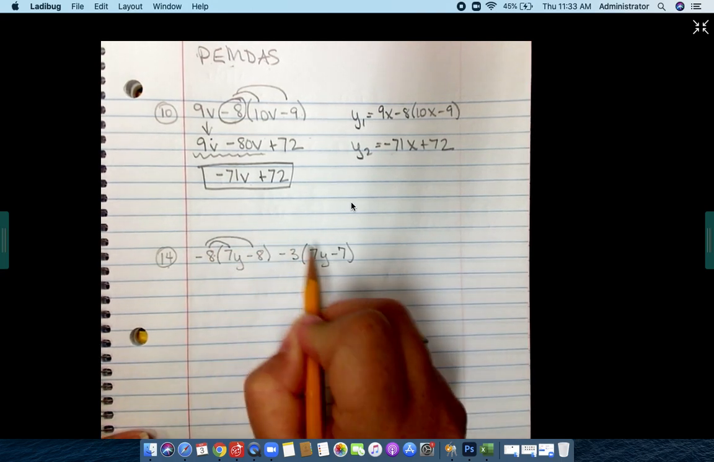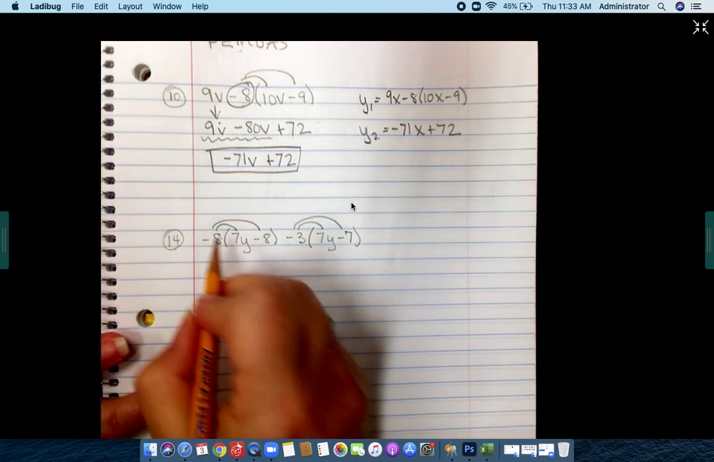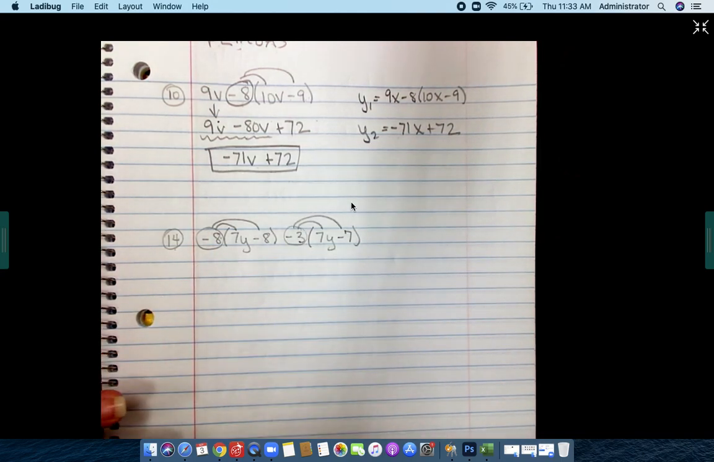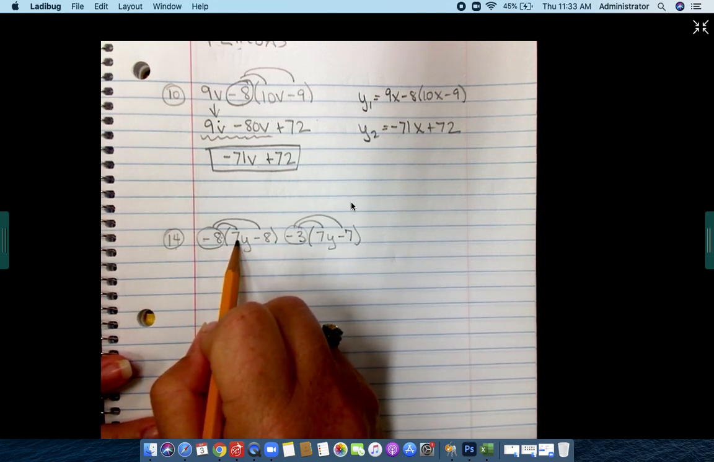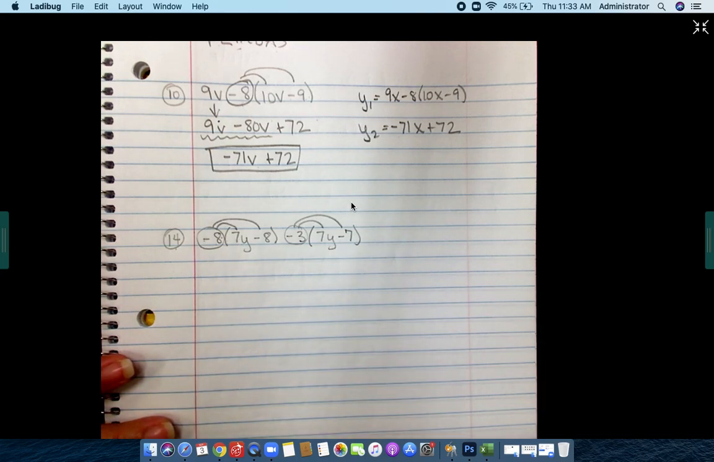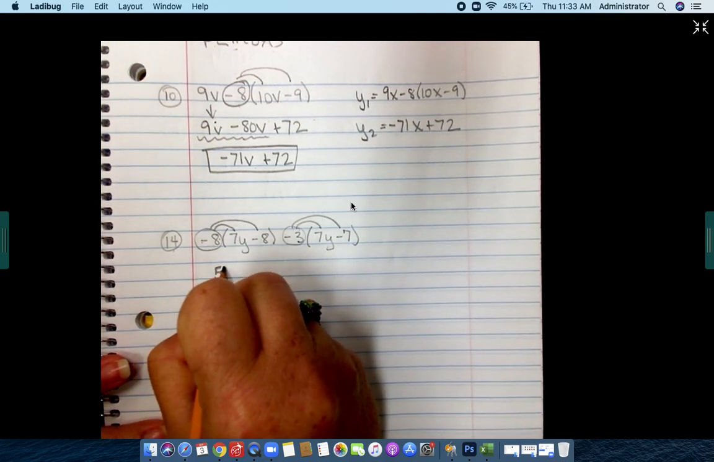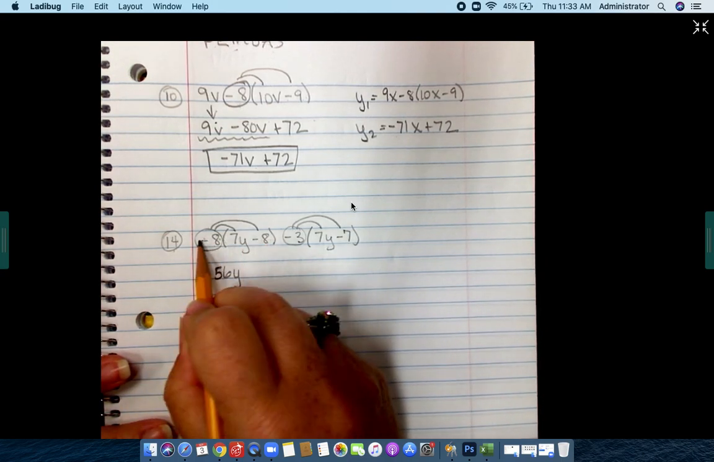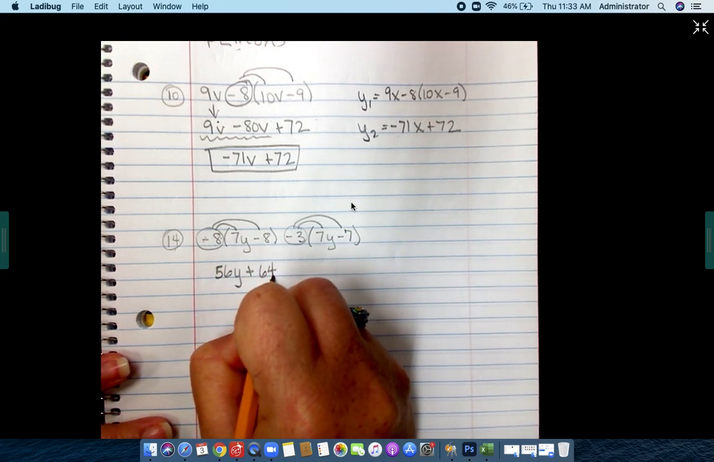We have to first distribute, and then we can combine any like terms. Keeping in mind that this is a negative 8 that I'm distributing and a negative 3 that I'm distributing. So keep your signs correct. Negative 8 times 7, use your calculator if you need to, is going to be 56y in this case because there's a y. So 56y. Then negative 8 times negative 8. A negative times a negative is positive. 8 times 8 is 64.